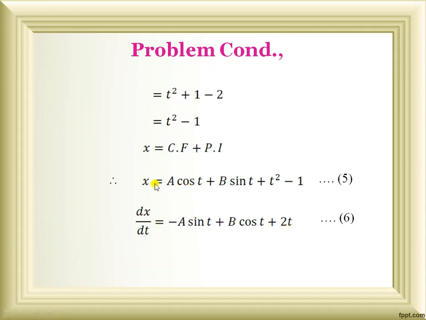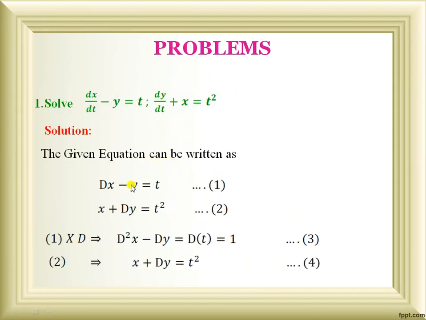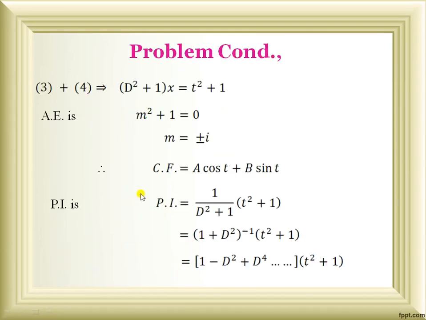So I am going to use these two values in any one of the given equations. I am going to choose the first equation. The first equation is Dx minus y is equal to t. Why am I choosing the first equation? Because the first equation contains only y. In the second equation I have the y term as a derivative of y. So it will be better for finding the y value. That's why I am choosing the first equation.